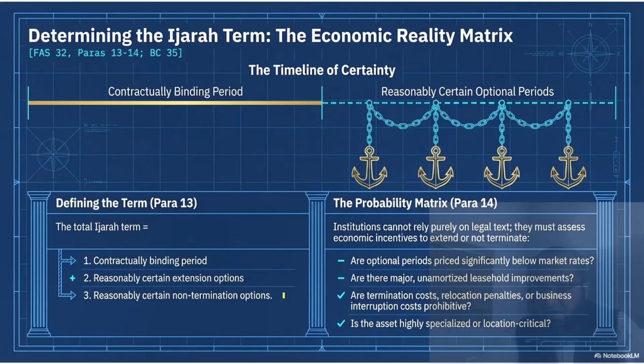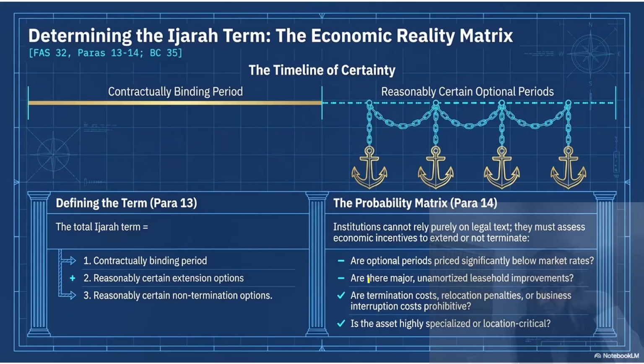So again, there are some guidelines, right? The institution cannot rely purely on legal text. They must assess economic incentives to extend. So how do we say whether we take 5 years or the complete 10 years or 8 years? So maybe the extension time period is 5 years. So here are some of the helps. Are optional periods priced significantly below market rates? If this is the case, of course, it means the lessee is going to exercise it.